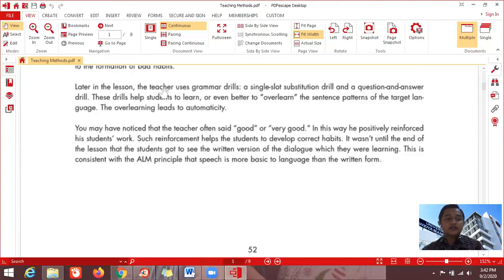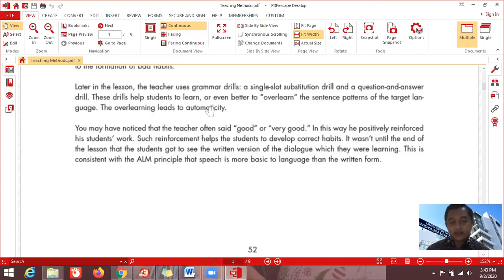And then later in the lesson, the teacher uses grammar drilling. Drilling is asking the students to do activities over and over again, right? So not only learning, but also over-learning, not only achieving the target, but giving them more exposure to the things that they need to learn, for example, the sentence patterns of the target language.